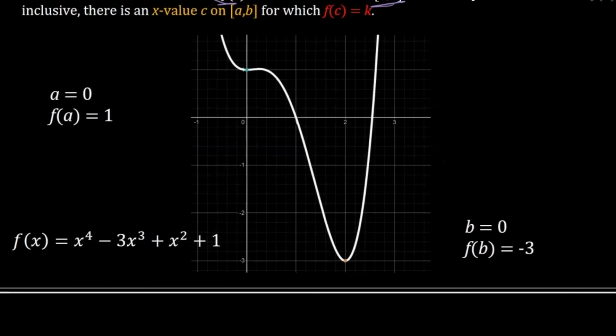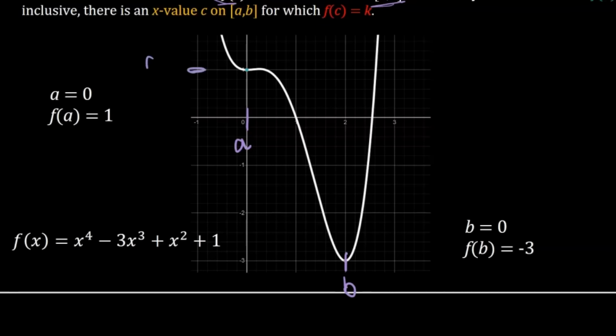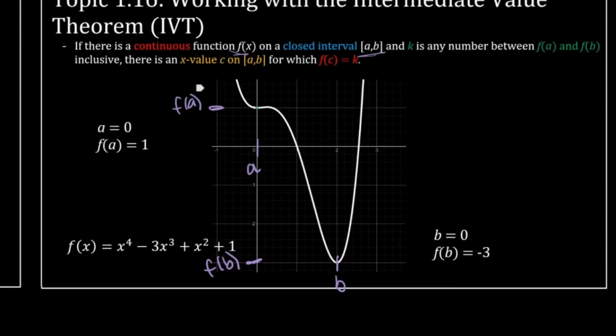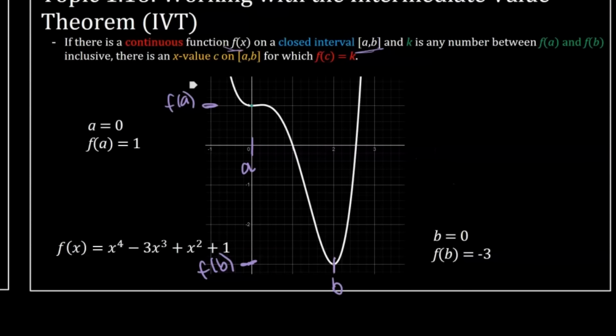So, let's say in this example, this is a, and this is b. This is going to be f of a, and this is going to be f of b. This makes sense, right? This function has to be continuous on this closed interval. It's continuous over this closed interval. There are no gaps. There are no discontinuities.